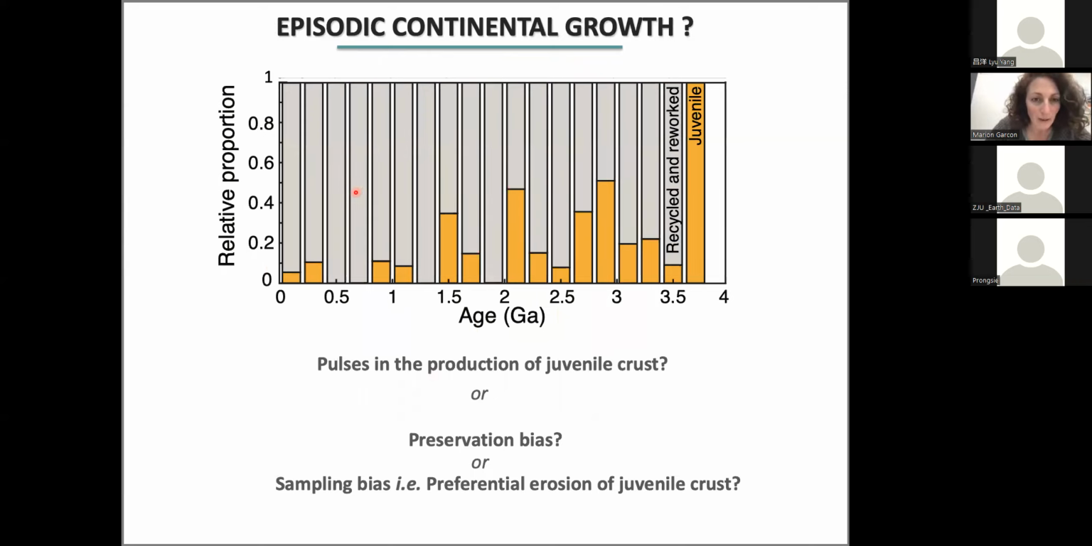Now, how do we interpret that? It either means that there are pulses in the production of juvenile crust through time, but it could also be that this is a bias of the record, either a preservation bias or a sampling bias. And in the next slides, I'm going to explore these 2 possibilities and try to show you that this is not a bias and that this necessarily corresponds to pulses.